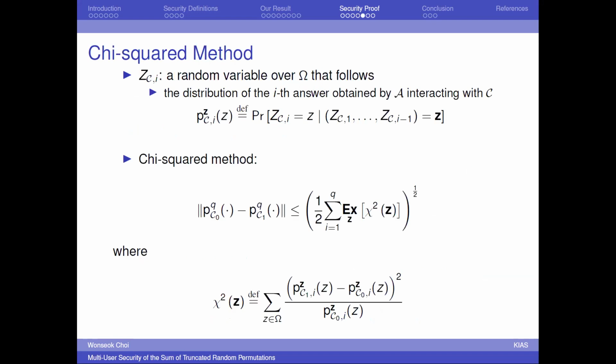To upper bound the statistical distance, we will use the chi-squared method. By defining the probability of the ith answer obtained by the adversary interacting with each world like this, the chi-squared method enables us to bound the statistical distance like this, where the chi-squared divergence is defined like this. So we need to calculate the probability of the ith answer.